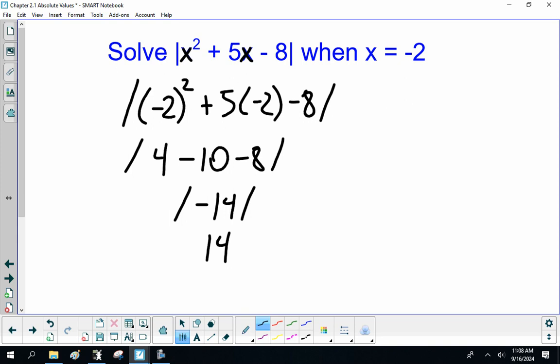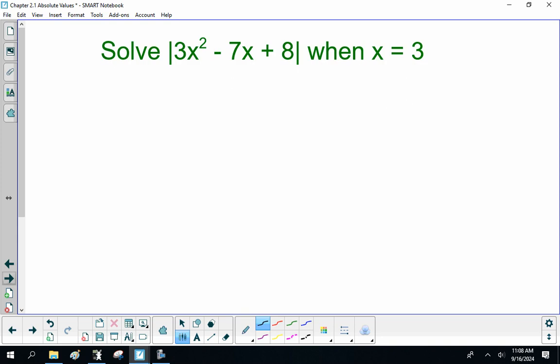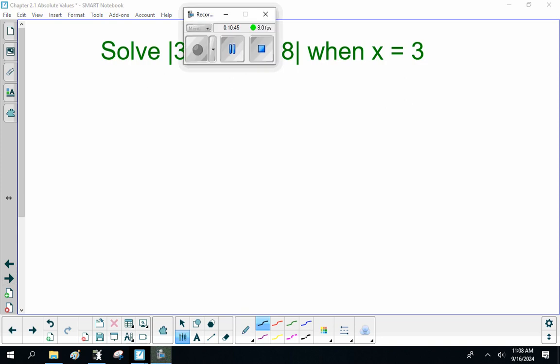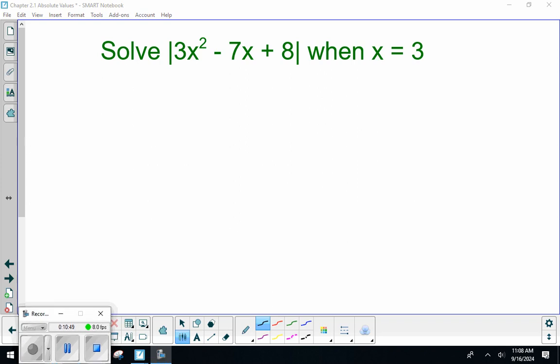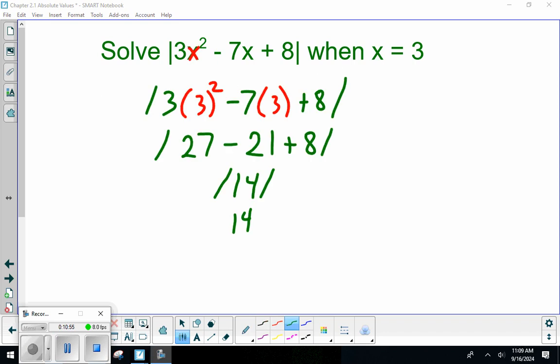Okay. Now for you guys to try. I'm going to pause the recording. Solve 3x squared minus 7x plus 8 when x equals 3. So I'm going to pause the recording. You give it a try. Welcome back. So every time I say x, I replaced it with 3, and I plugged it in and solved, and I got 14 again, just by coincidence.